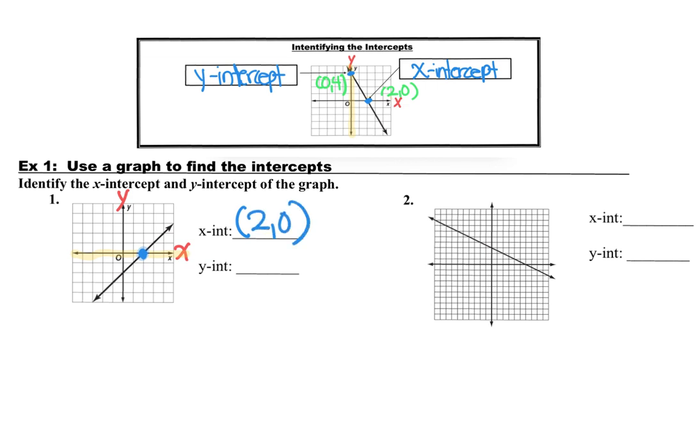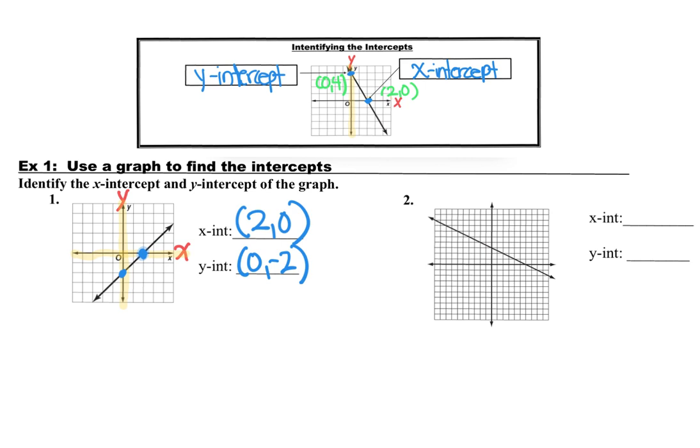All right, let's take a look at the y-intercept. The y-intercept is where the line is crossing the y-axis. So now we're looking going straight up and down here, and you'll notice it is crossing at (0, -2). We didn't walk anywhere and we went down 2.